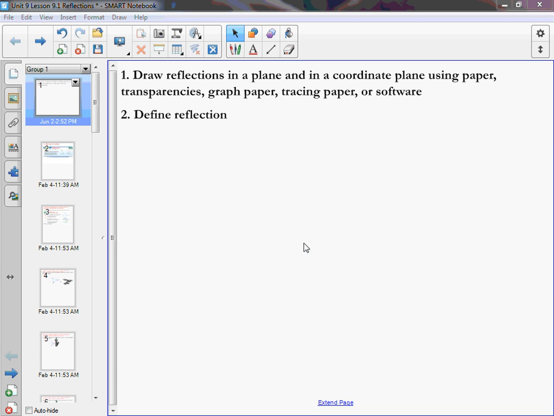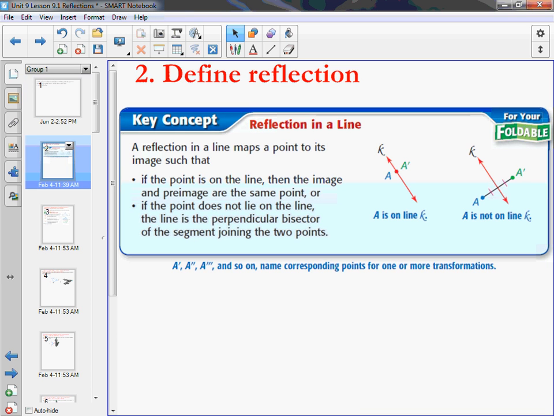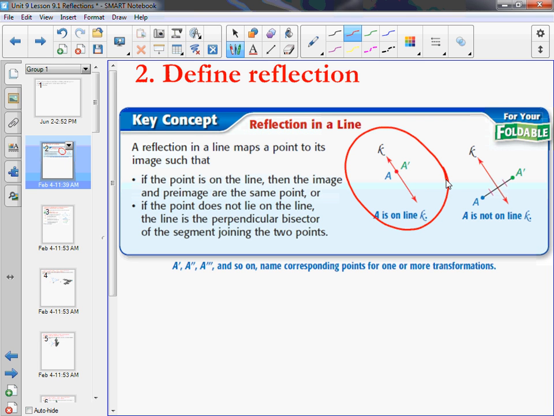Okay? On page 615, a reflection in a line maps a point to its image such that, and then two things have to happen. If the point is on the line of reflection, then the image and the pre-image are the same point. So if you look at this figure right here, K is the line of reflection. Point A is on the line of reflection. When you flip point A over the line of reflection, it stays on the line of reflection. So that's nice, right? It'd be awesome if you had a bunch of those. Okay? So when a point is on the line of reflection, it doesn't move. When the figure gets reflected, that particular point doesn't move.